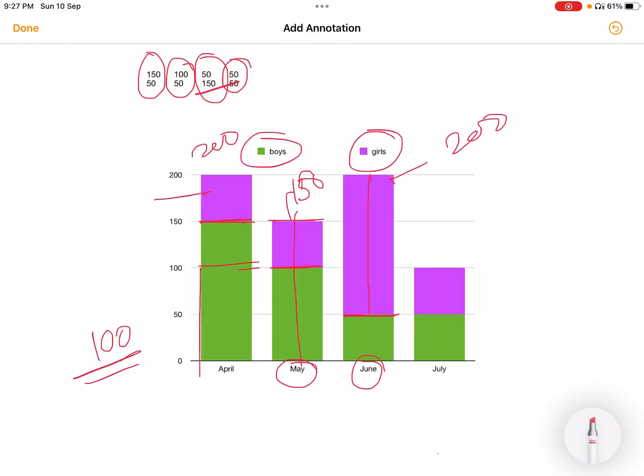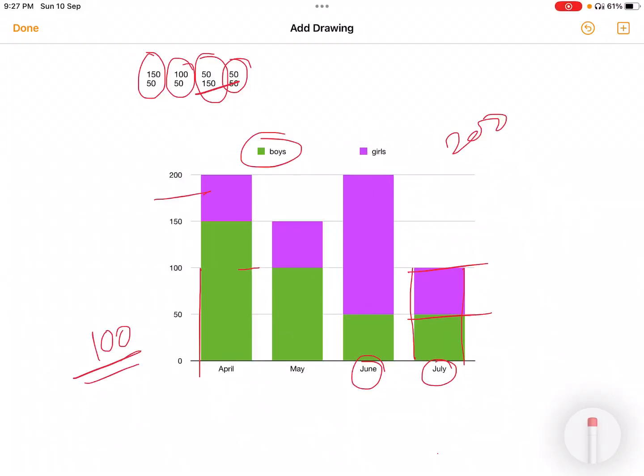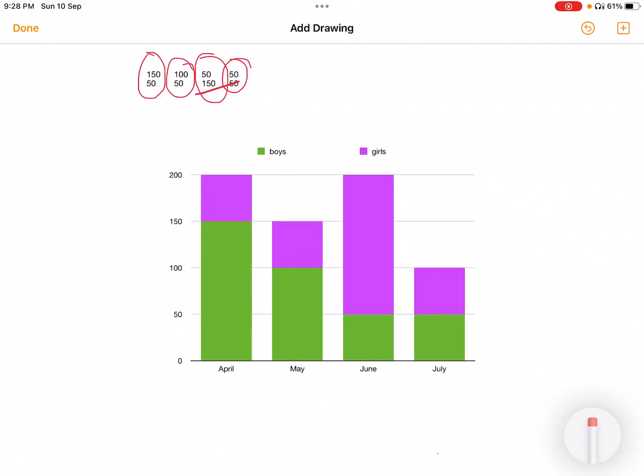Now let's move to the last session, July month. So 50 boys and 50 girls were present in that case. So likewise we have to draw a subdivided bar graph. Separately we have to write down the number of boys present in that particular event, and the number of girls present in that particular event for that particular month. क्लियर है? तो हमें ऐसे जो डेटा है वो कंप्लीट करना है.